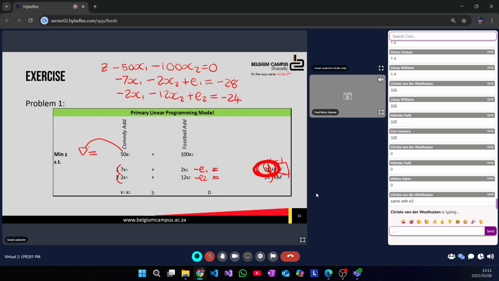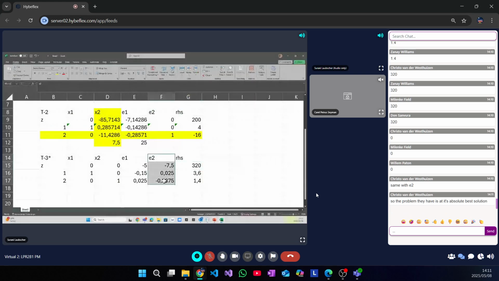I'm using the 28. There's just nothing above the 28. Excess is 0. Got that? So I'm using literally 28 out of 28. Okay. Same with E2. Yes, 100%. Same with E2. It's equal to 0 because it's non-basic, right? Non-basic means it's equal to 0, nothing above.